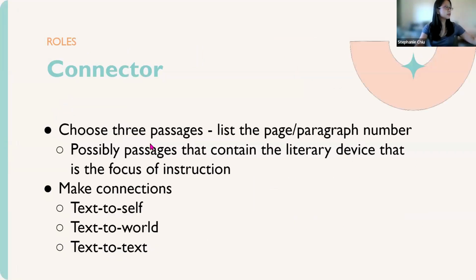And finally, the last role is the connector. The connector chooses 3 passages, lists the page number and paragraph number, possibly passages that contain some literary device that is the focus of an instruction. And they're making a text to self, text to world, and text to text connection. And same thing, the connector shouldn't just be sharing out, but the sharing out of the connection should then lead to a discussion of that connection with all members of the group.